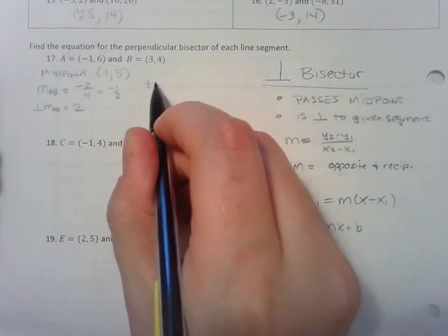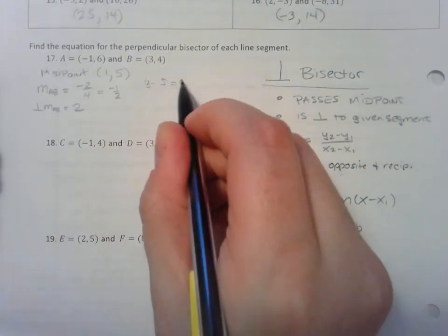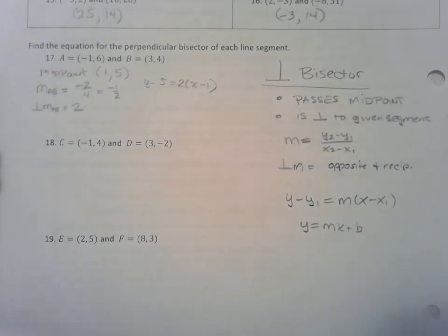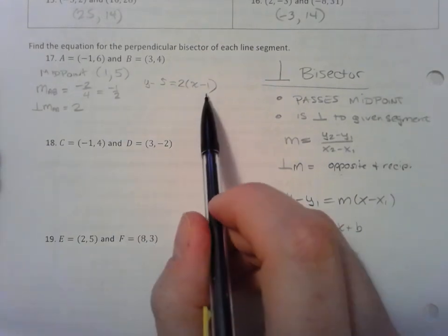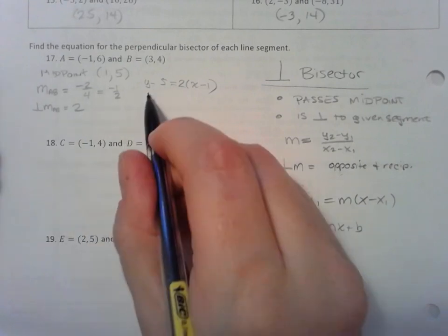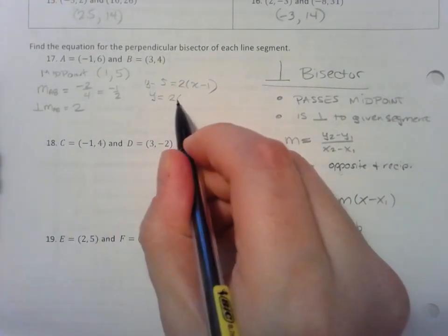Y minus the y-coordinate equals 2 times x minus the x-coordinate. This is a perfectly acceptable point-slope formula for a perpendicular bisector. It passes through the point positive 1 and positive 5. Some of you may want to continue working on this and simplify it.